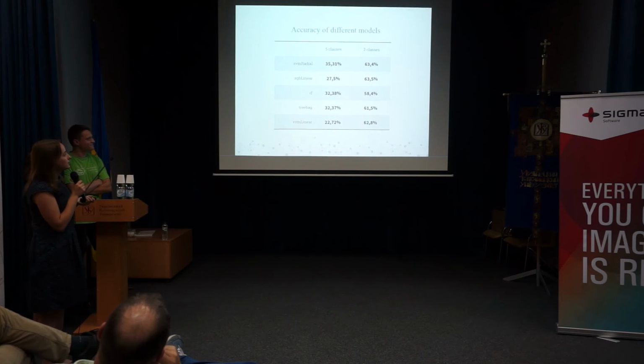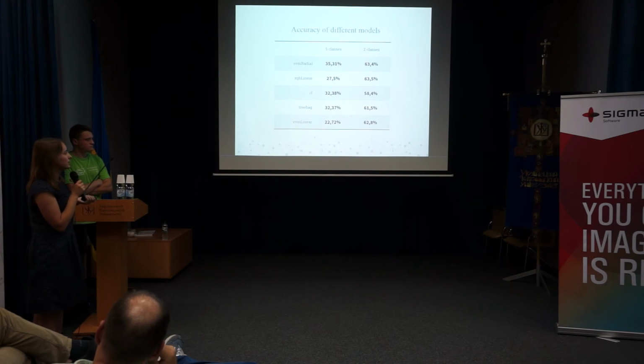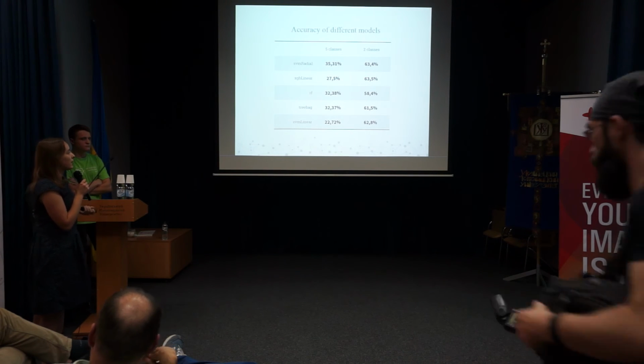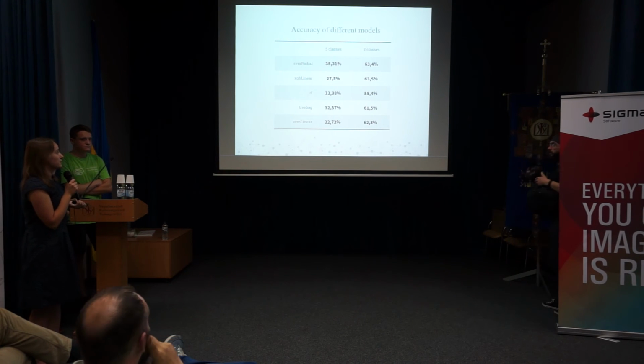And we put the emphasis on the splitting into 2 classes, which gives the accuracy 63.5% for the XGBoost linear algorithm.